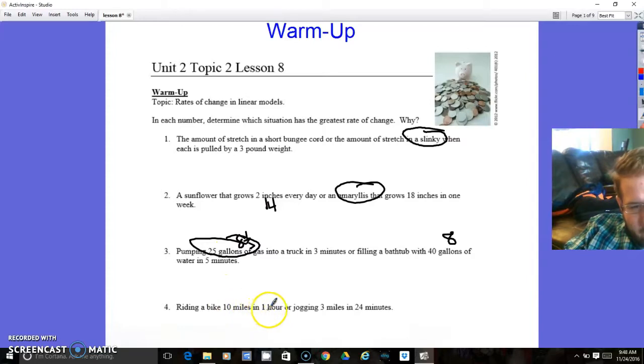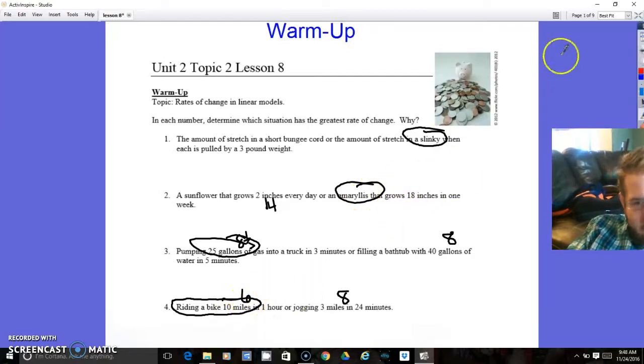Riding a bike 10 miles in 1 hour, so I'm going to convert that to minutes. 1 hour is 60 minutes divided by 10 miles, which would be 6 minutes per mile. 3 miles in 24 minutes, 24 divided by 3 miles, which would be 8 minutes per mile, which means the riding a bike is faster because the less time it takes to go a mile, the faster you must be going. So in this case, less actually means faster.